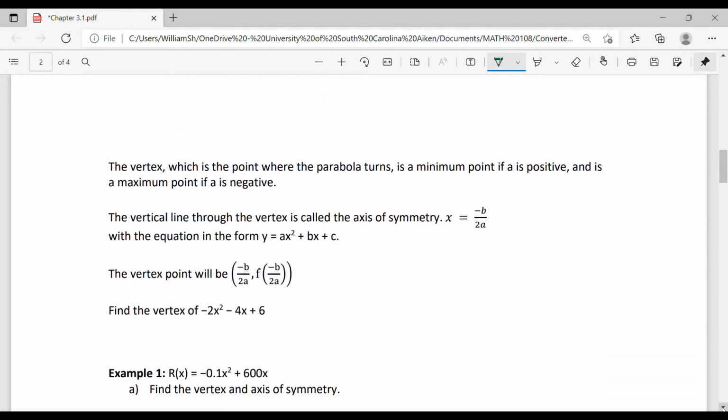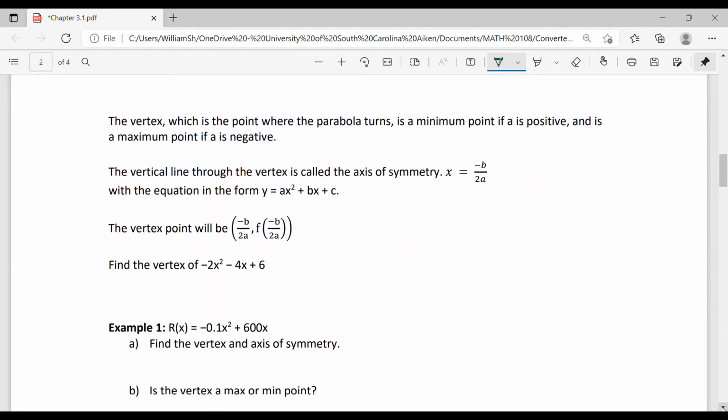The vertex, which is the point where the parabola turns, is a minimum point if a is positive, a maximum point if a is negative. Okay, so still talking about that a out front, right? So the vertex is the point where the parabola turns. It's a min or a max.